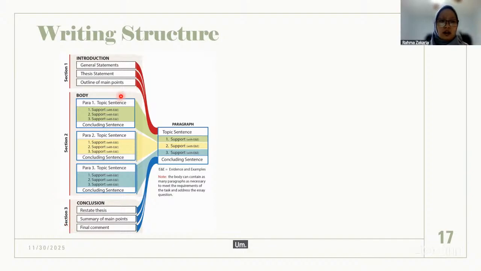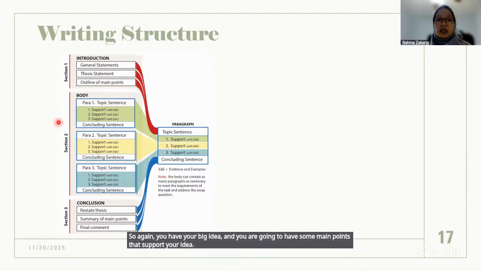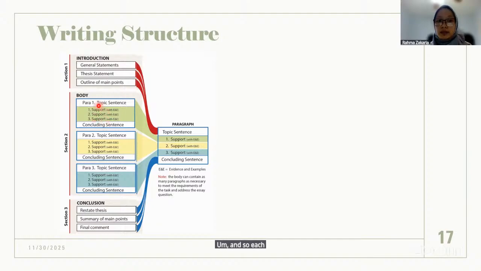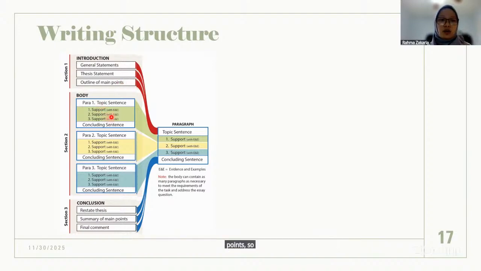So how many paragraphs will you have? That will depend a lot on how many main points you have. So again, you have your big idea and you are going to have some main points that support your idea. And so each main point will be expanded on in a paragraph. Usually you want to support your thesis statement with at least 2 or 3 different points. So you'll have 2 or 3 of these body paragraphs, but perhaps you want to add some more paragraphs.